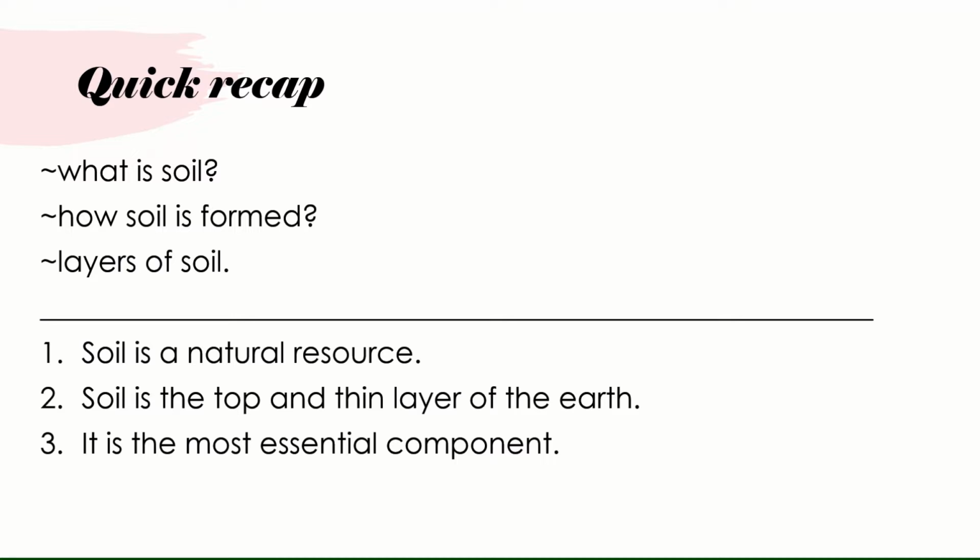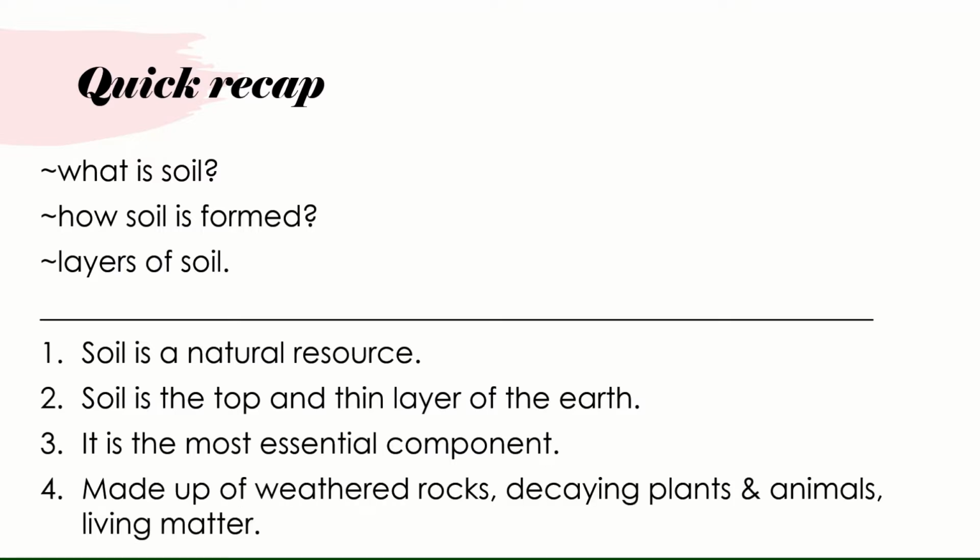Why is it the most essential component? Because if soil is there, then only plants can grow, and if plants can grow, then only we can get oxygen, and if oxygen is there, then only we can survive. So in short, we all are dependent on soil, right? So it is the most essential component. We have also learned that the soil is made up of weathered rock fragments, decaying plants and animals, and living matter, right?